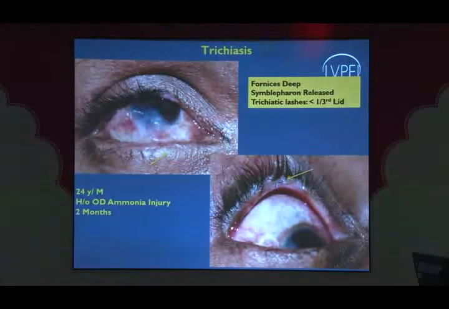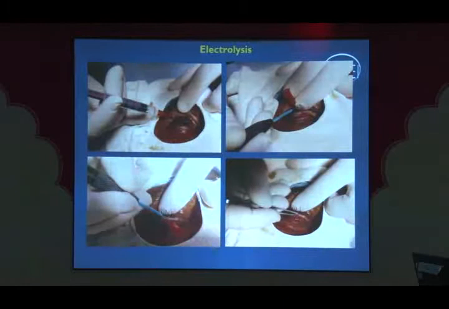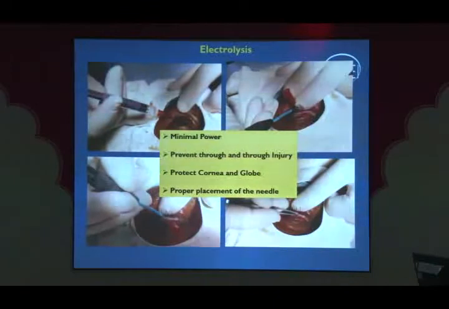Another point is trichiasis. If it is very, very focal, involving less than 1/3 of the lid margin, you can well try electrolysis. The only care you have to take is that the needle has to go straight in the direction of the cilia, overcoming the resistance of the tarsus, and care should be taken not to perforate the posterior lamella through and through.